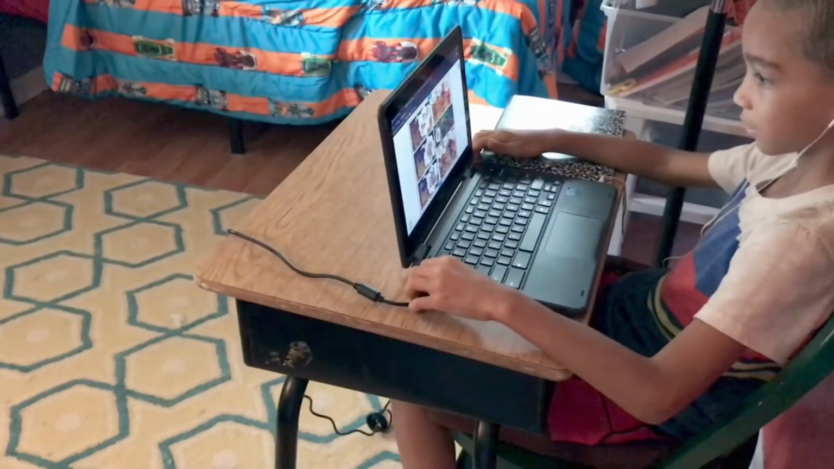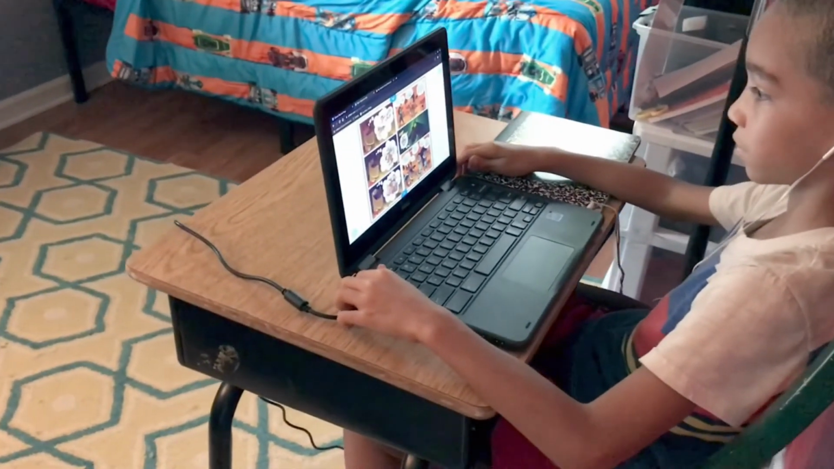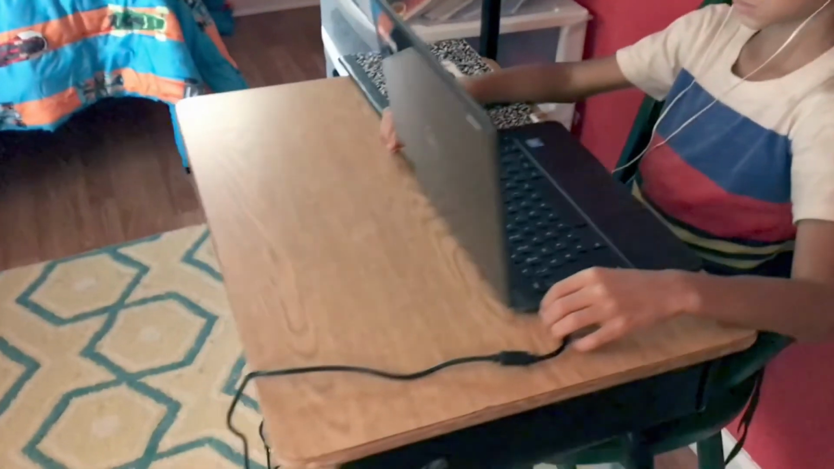So Jaden's setup is a little different because he does distant learning. So he has to be on his Chromebook most of the day. And so he's not distracted by Dad in the kitchen or Chase in the living room. He's set up in his room.